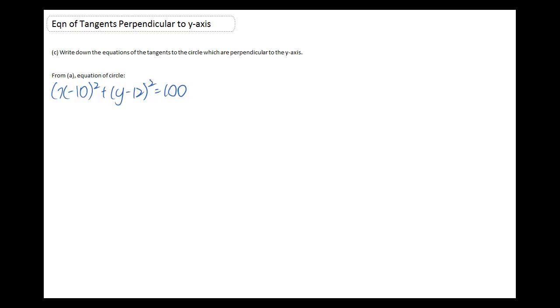In the last part of this question, we need to write down the equations of the tangents to the circle, which are perpendicular to the y-axis. So in order to answer this question really quickly and easily, I will suggest a diagram. So this is our circle. Center is (10, 12).